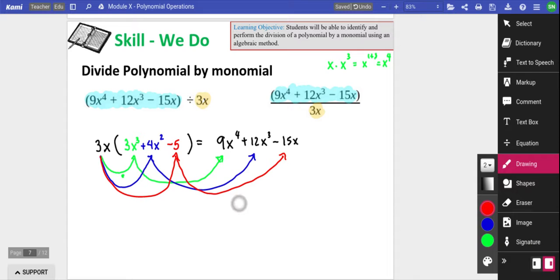Whenever you have the same variable and the same exponent, in this case an exponent of 1 on both, you only multiply the number in front.